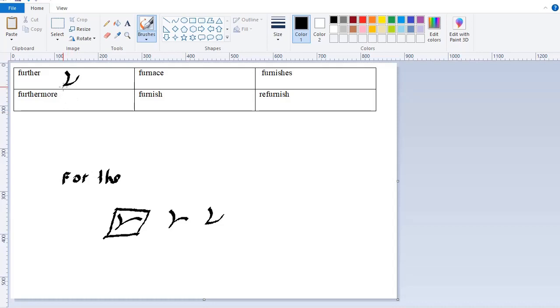And then now we have furthermore. So, we already have the further here. You only need to add yung more. Okay? So, we have fur, and then there, and then M-O-R. Furthermore. Next, we have furnace. So, yung fur, which is represented by your F stroke, and then nace, N-A-S. Okay, nakuha po ba? Ulitin natin. F, N-A-S. Furnace.